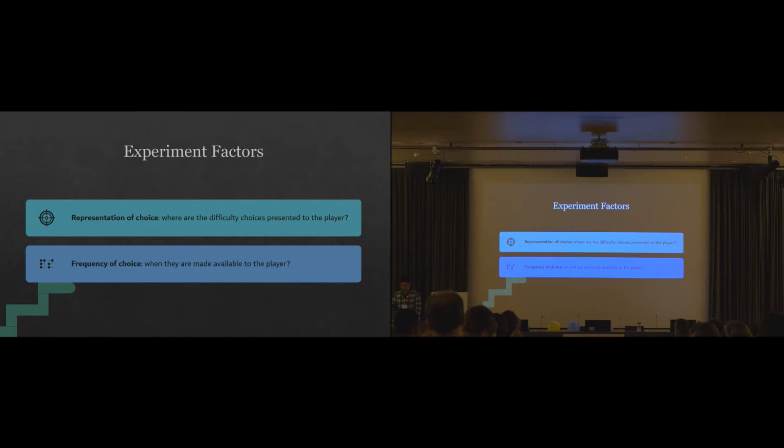So we designed a small experiment to try and do a little bit of innovation. We manipulated two factors. The first factor is representation of choice. That means, where do we put these difficulty choices presented to the players? In commercial games now, a lot of difficulty systems, maybe not even dynamic, just difficulty systems, give you menus, and existing literature criticizes such representations. The other factor I'm looking at is frequency of choice: how often, if at all, do we give players this difficulty choice?